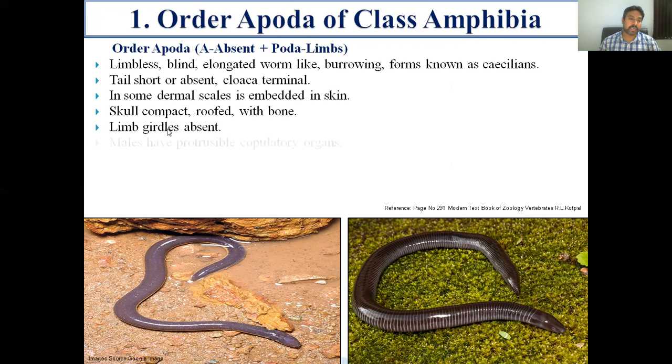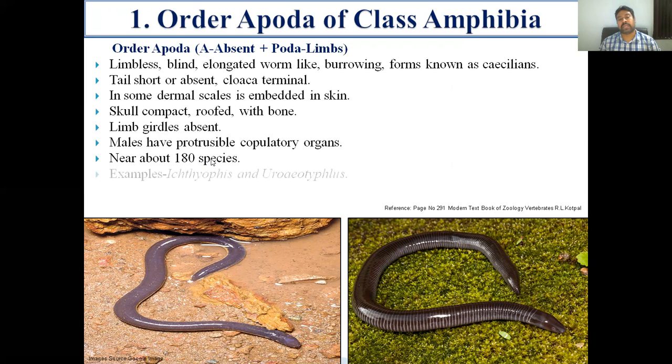Limb girdles are absent. The males have a protrusible copulatory organ, and this order is represented by about 180 species. Examples are Ichthyophis and Uraeotyphlus. So this is Ichthyophis and this is Uraeotyphlus, commonly called caecilians.